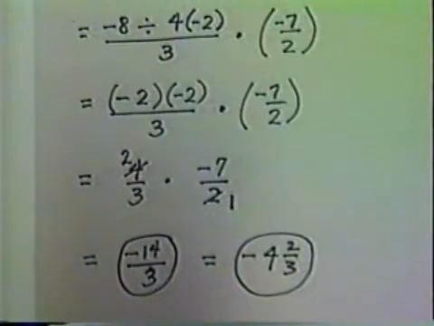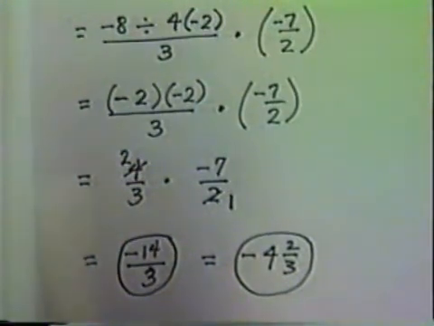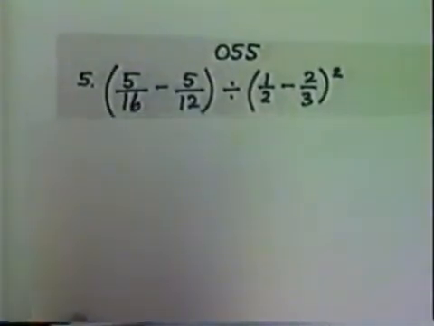Let's do one more example before I give you some exercises to work. Let's do one that has fractions throughout the whole expression. Isn't this lovely? We have 5/16 subtract 5/12 in parentheses, divided by, in the next set of parentheses, 1/2 subtract 2/3, outside those parentheses, exponent 2. Where do we begin?